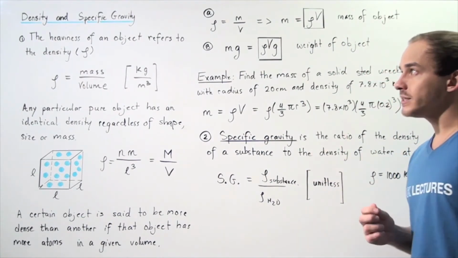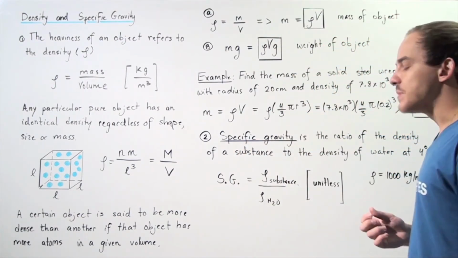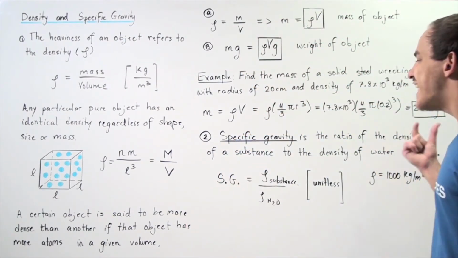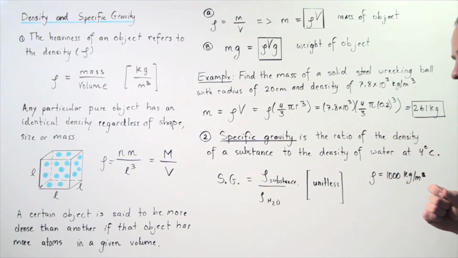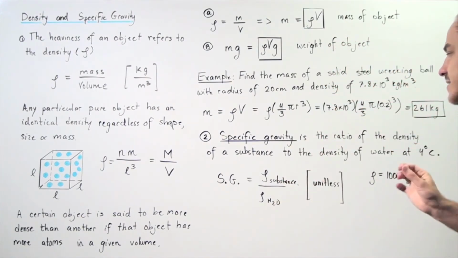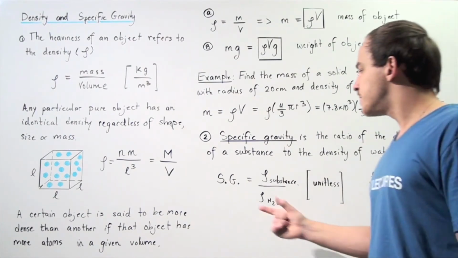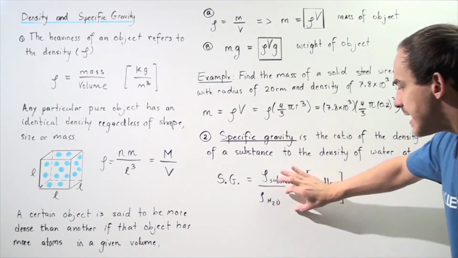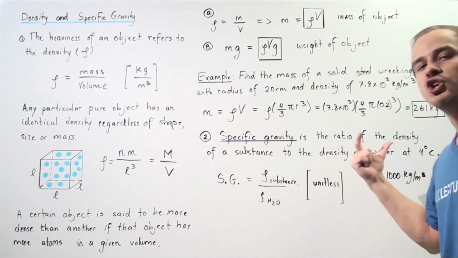Now, another important quantity that we should talk about is the specific gravity. The specific gravity of an object is simply the ratio of the density of the substance that we're considering to the density of water at 4 degrees Celsius. Now, you should memorize that at 4 degrees Celsius, the density of water is 1,000 kilograms per meter cubed. And notice that specific gravity, because it's a ratio, we have the same units over the same units, the units cancel, and our quantity of specific gravity becomes unitless.